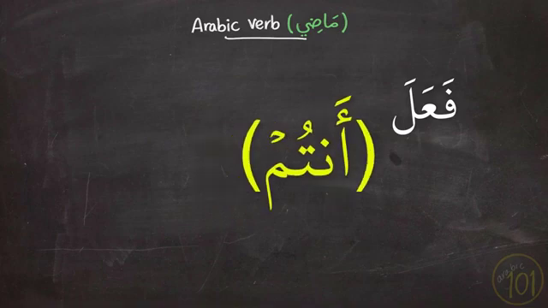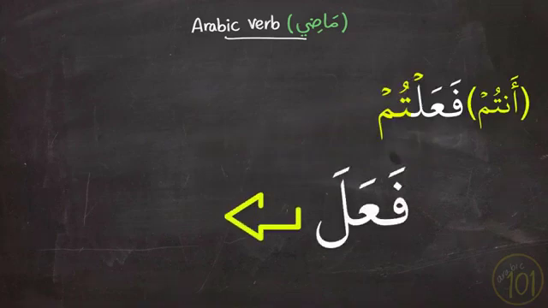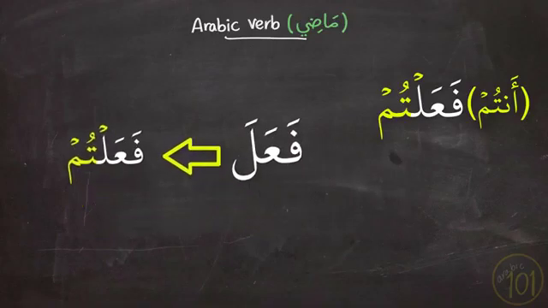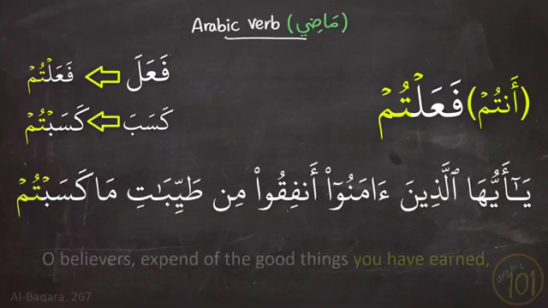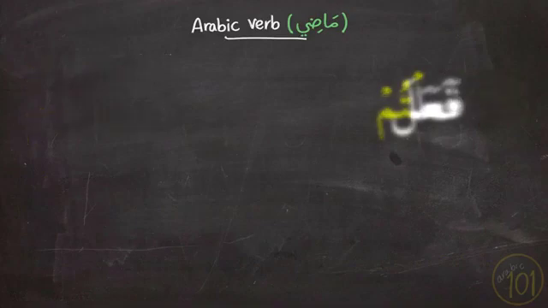Next is the conjugation with antum, or in English, you. And for this conjugation, you're going to add tum to the end of the verb, and before it, you will have sukun. So you would then turn fa'ala into fa'altum, kasaba into kasabatum, like in this example. يا أيها الذين آمنوا أنفقوا من طيبات ما كسبتم.